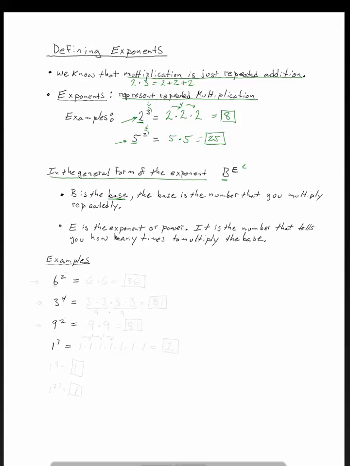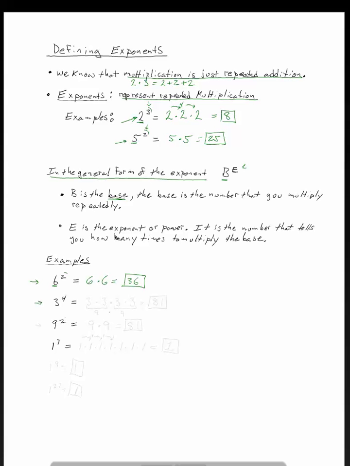So now let's look at a couple of examples. The first one we have is 6 to the power of 2. So that tells me to multiply my 6 by itself twice. So that would be 6 times 6, which is 36.